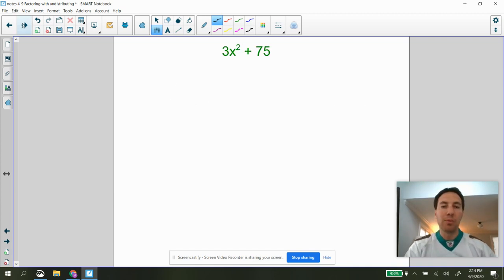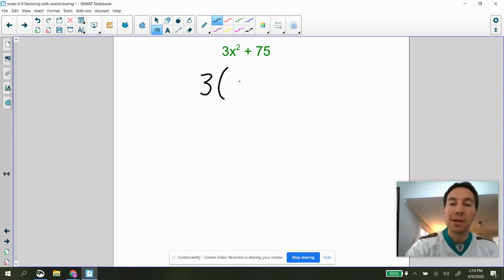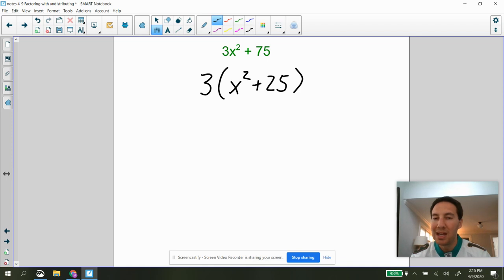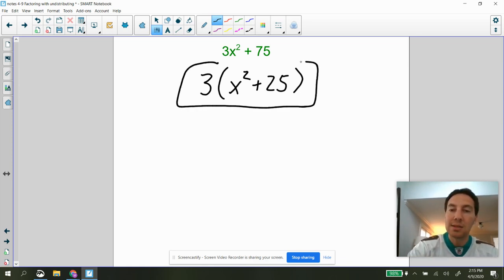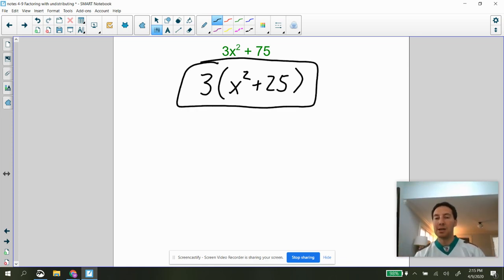All right, let's do a couple more. How about something like this? 3x squared plus 75. Let's pull out a 3. We get x squared plus 25. Now, can you factor that anymore? x squared plus 25, that's a sum of perfect squares. No, you can't. Did you actually do anything here? Yeah, sure, you pulled out a 3. This would be your final answer.